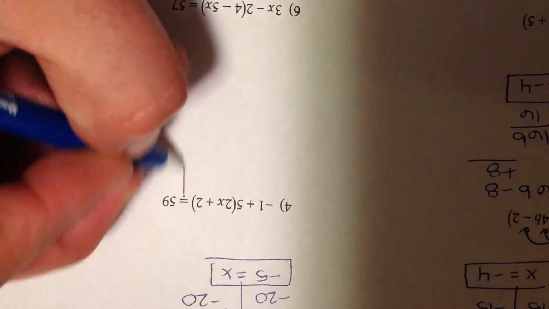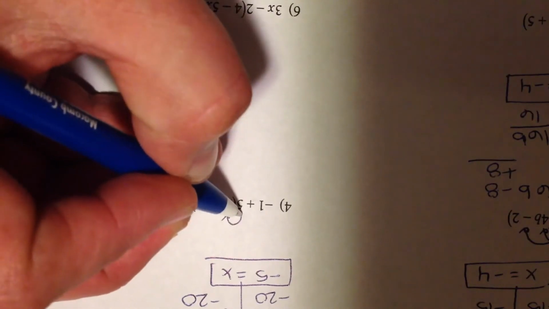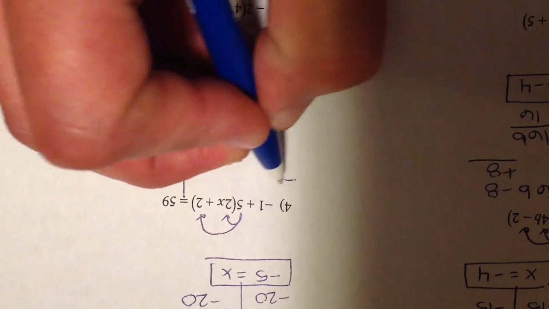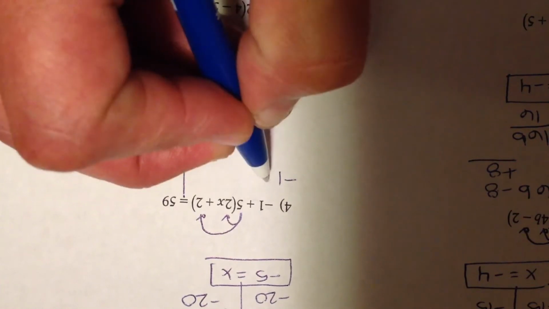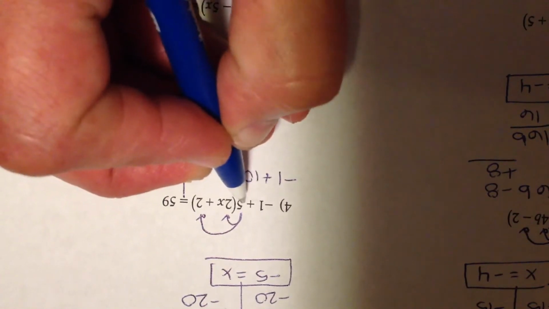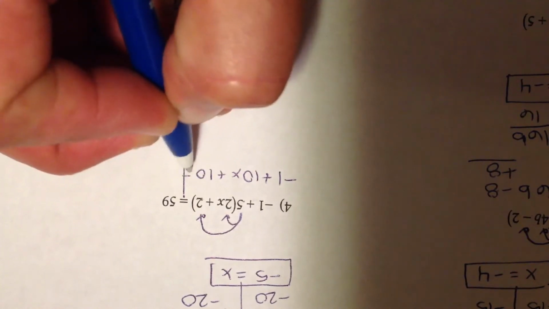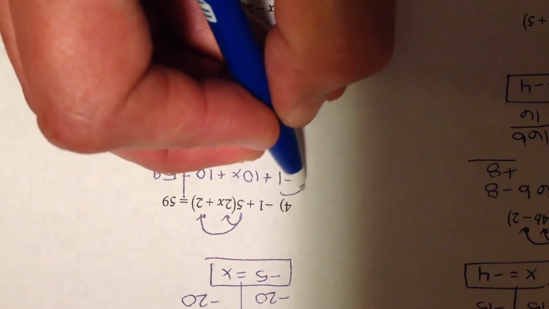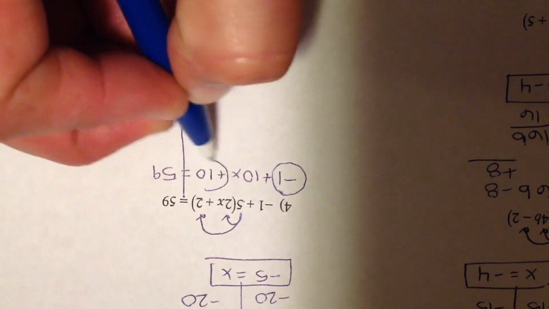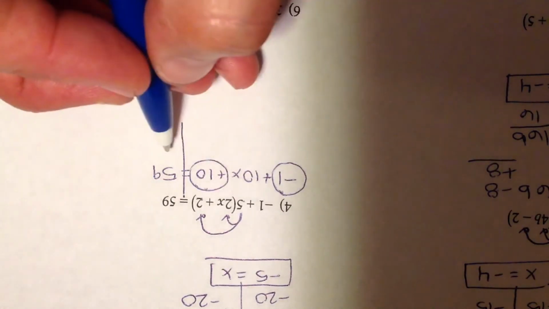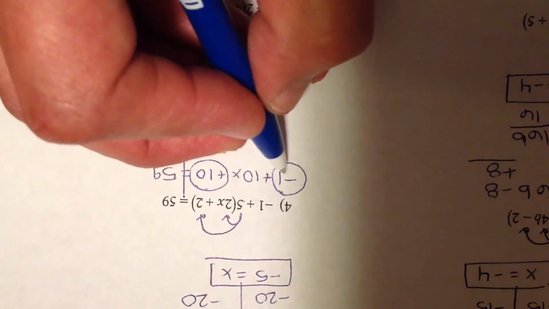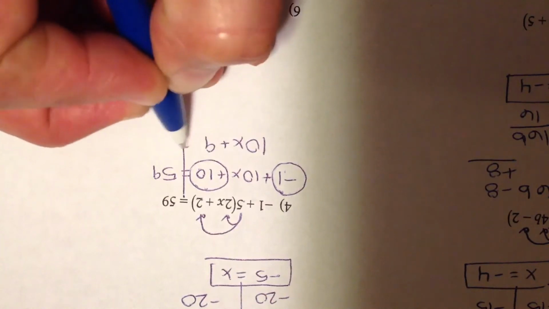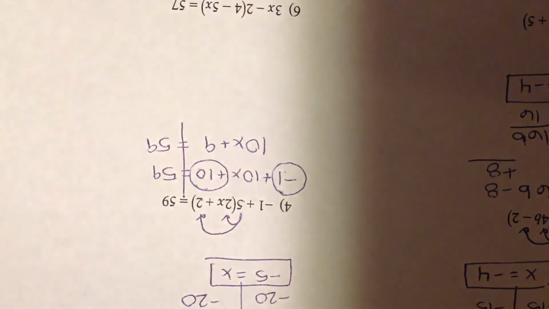On number 4, I'm distributing the 5. I'm not distributing the negative 1. So I'll leave the negative 1 there, drop that down. 5 times 2x is 10x. 5 times 2 is 10. And we don't do anything with the 59 yet. However, what I can do in this one is an additional step. I have to add negative 1 plus 10, because those are on the same side of the equal sign. Negative 1 plus 10 is 9, so I have 10x plus 9 equals 59.